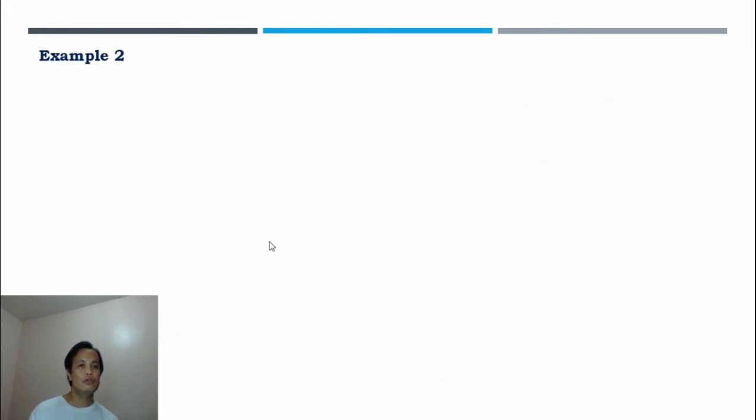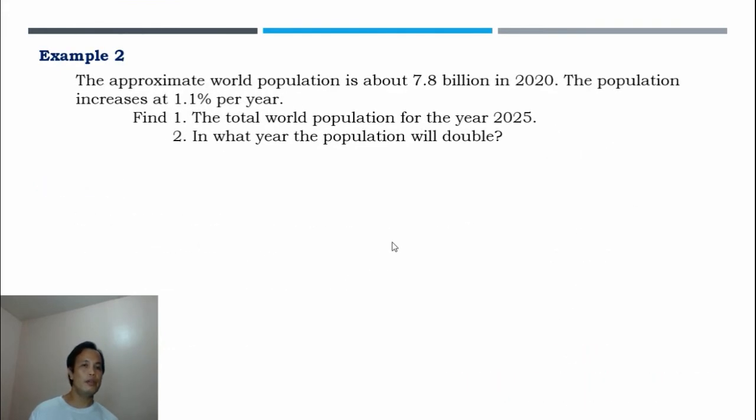Let's proceed to example number 2. This time we will talk about population. The approximate world population is about 7.8 billion in 2020. The population increases at 1.1% per year. So number 1, we need to find the total world population for the year 2025.